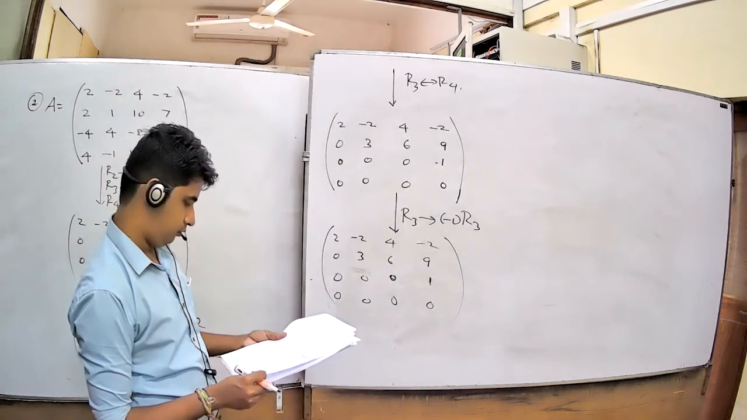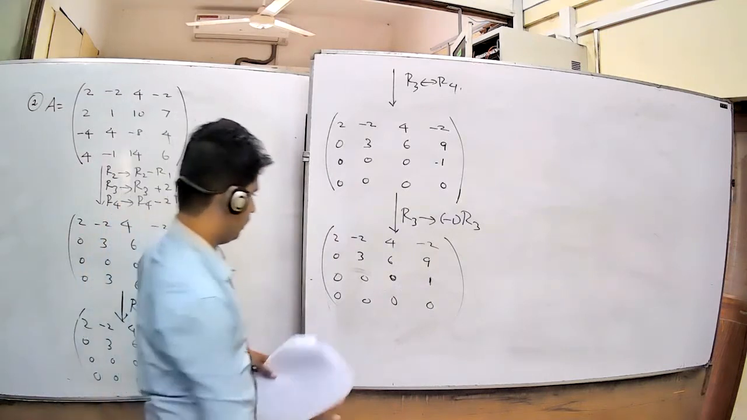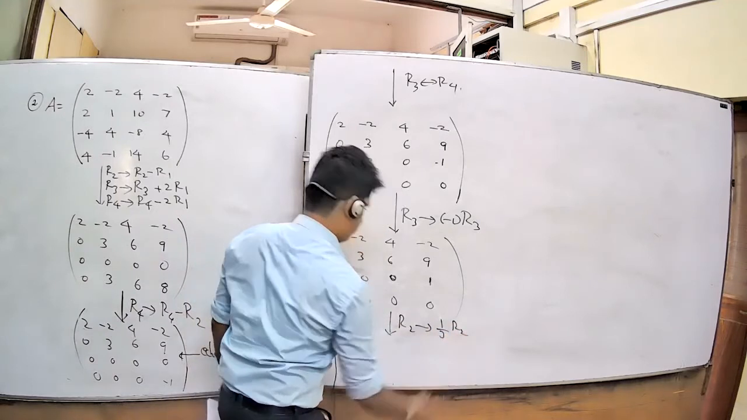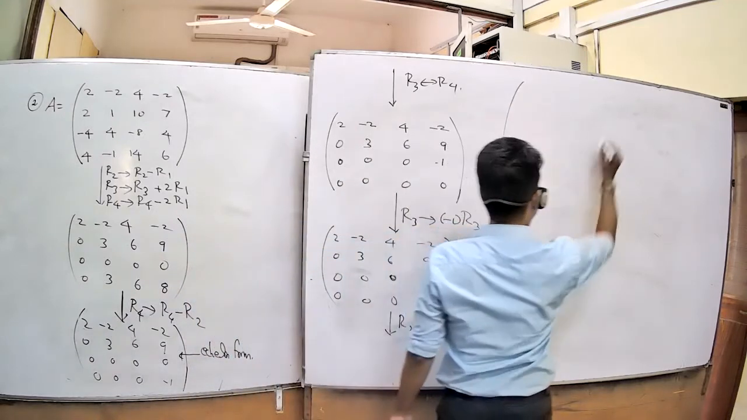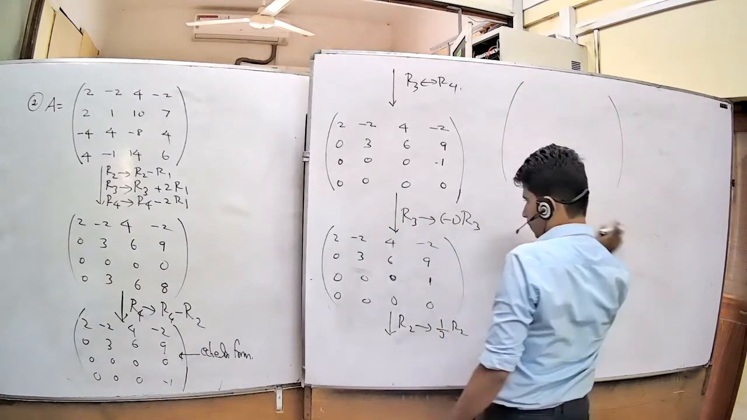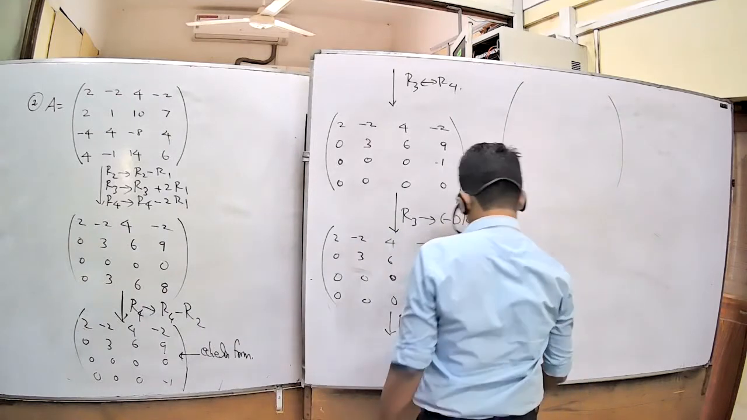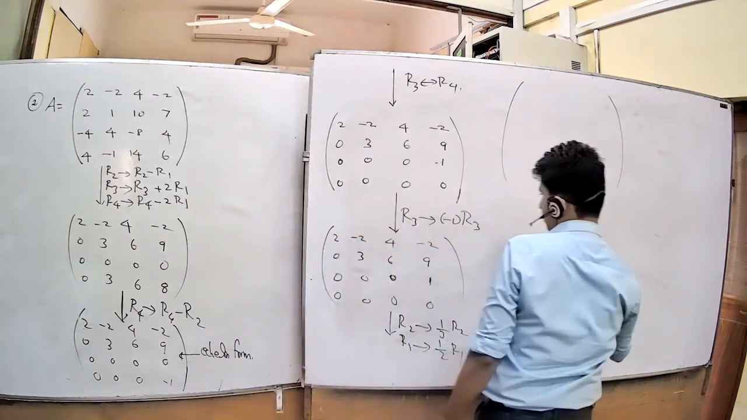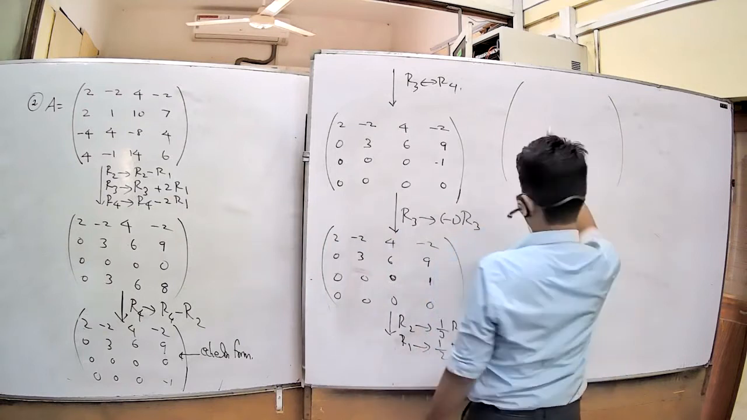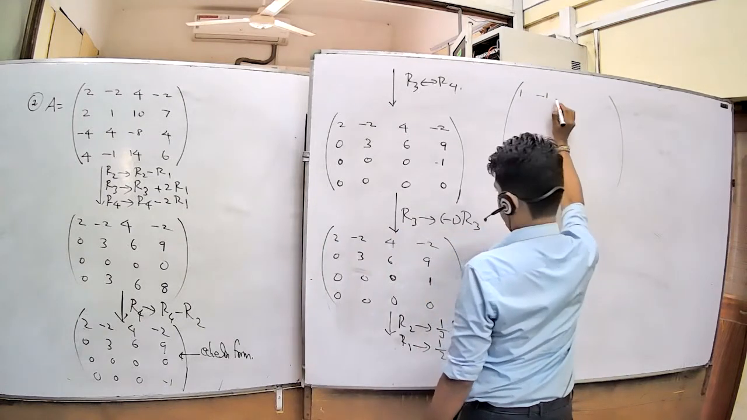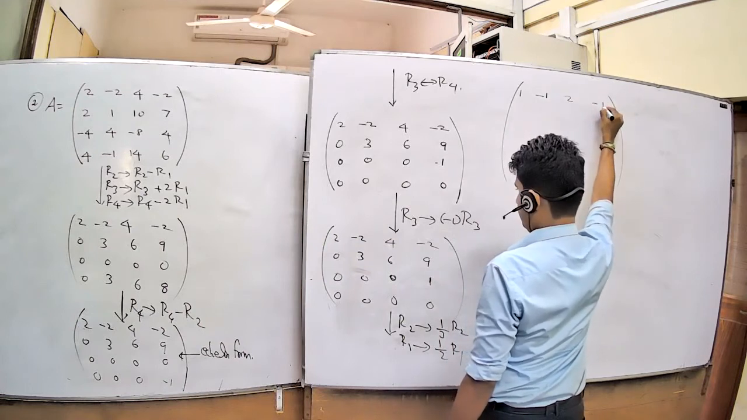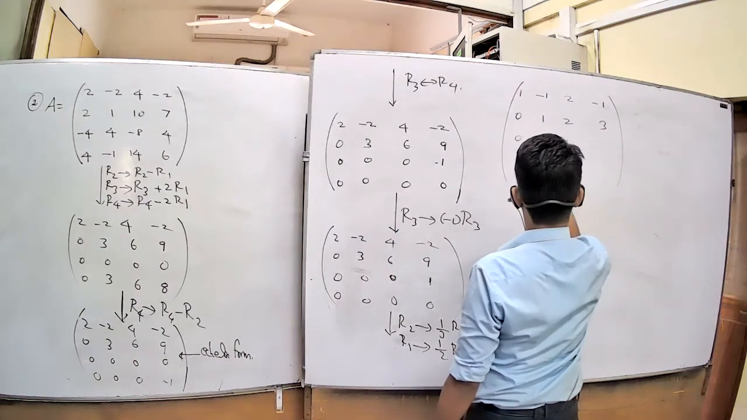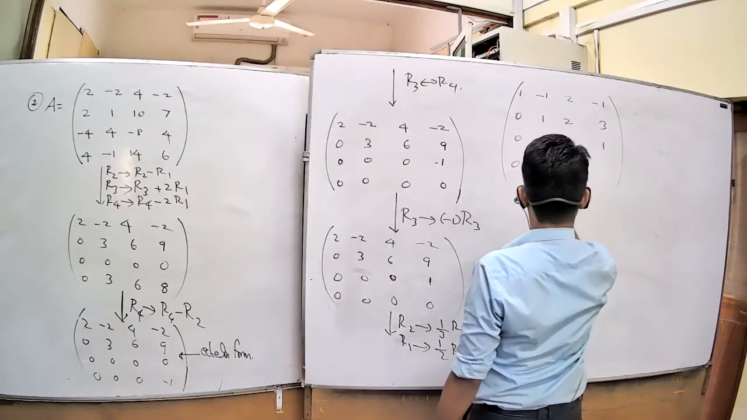I think you can do R2 divided by 3, that is 1 by 3 R2. Then you get R1 also, you can divide by 2, 1 by 2 R1. Therefore, 1 minus 1, 2 minus 1, 0, 1, 2, 3, 0, 0, 0, 1, 0, 0, 0, 0.